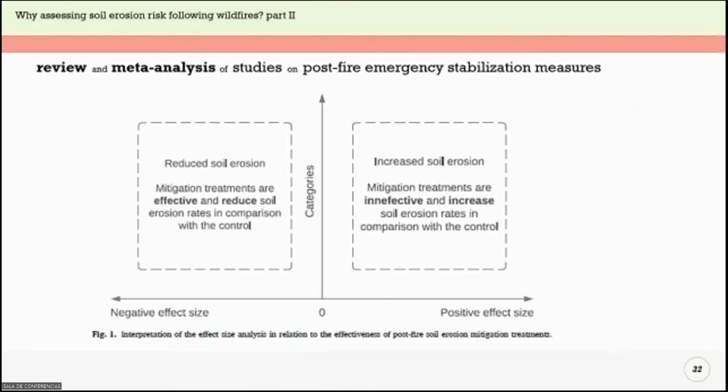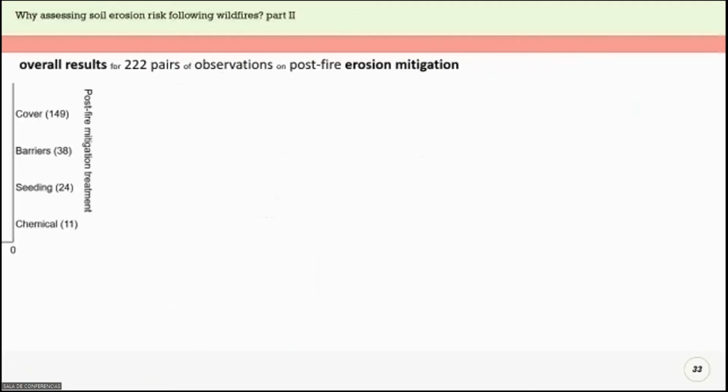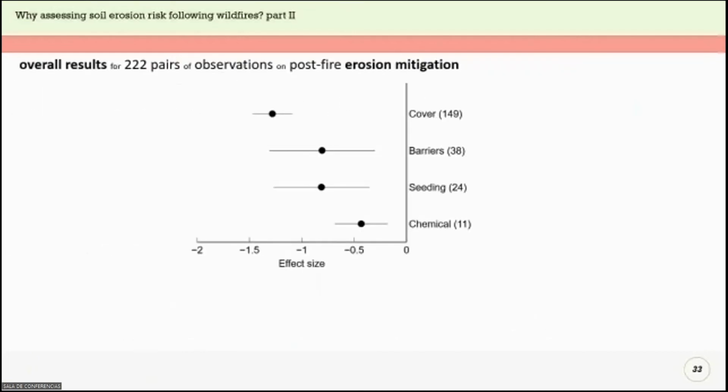In terms of results, this is the way you have to look at the graph. When you have a negative effect in meta-analysis, that means that the technique works. It reduces soil erosion. If you have a positive effect, don't use it because it actually increases erosion. If we look at the results from these studies all over the world, comparing the different techniques, what we can see is the effect size. So the effectiveness is good. All the treatments do something, reducing erosion.